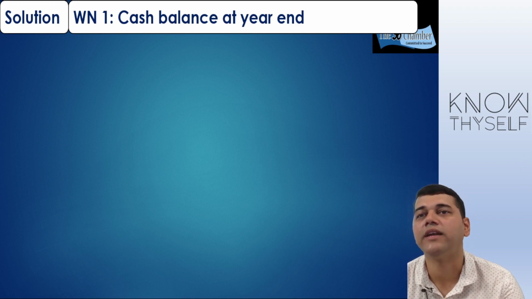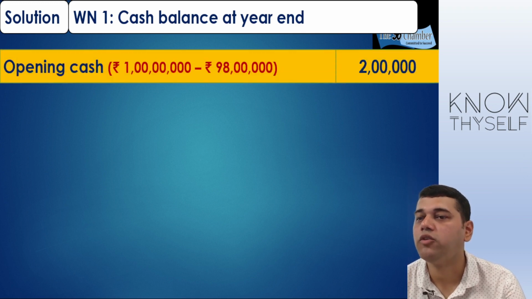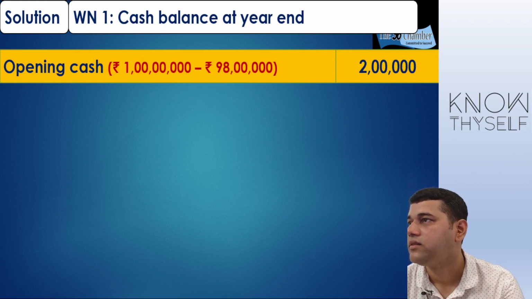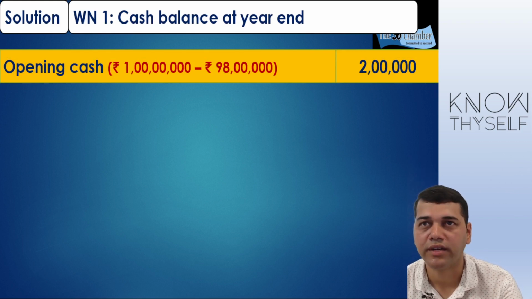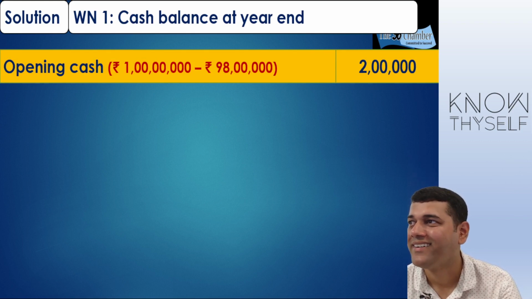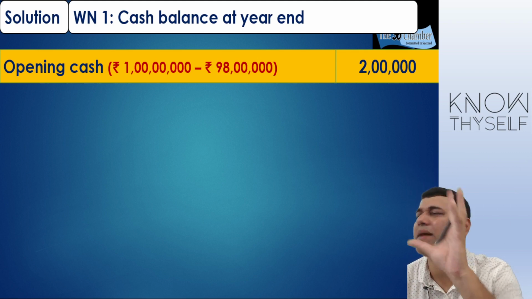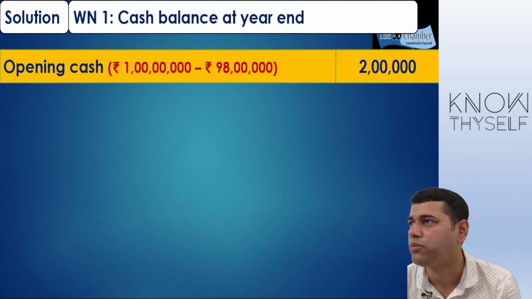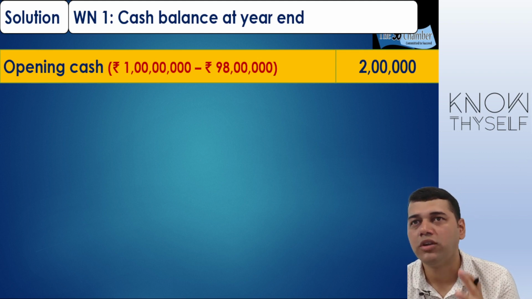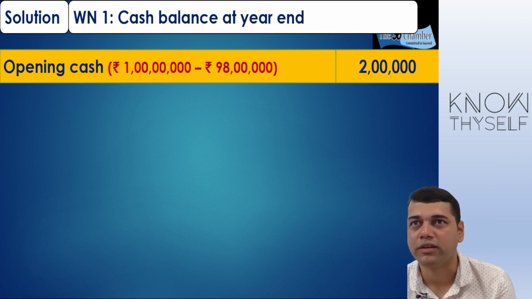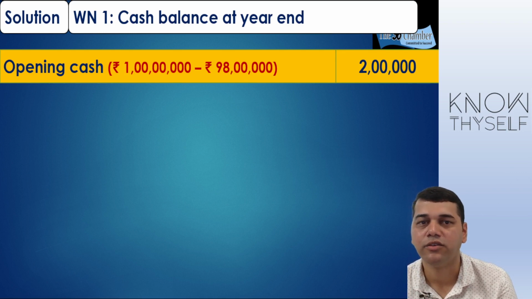See, I'll tell you. Let us start doing. How much is the opening cash in hand? How much money did you receive? 1 crore? You received 1 crore, right? You think of a balance sheet, no. Actually, this is a balance sheet game here. You got 1 crore. How much cash remained in hand? You invested 98 lakhs. 2 lakh remain.